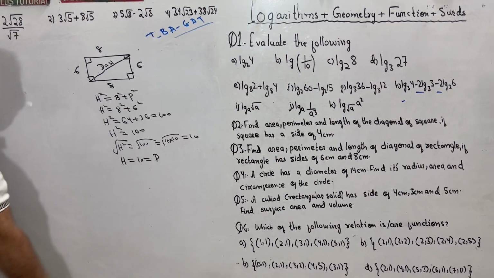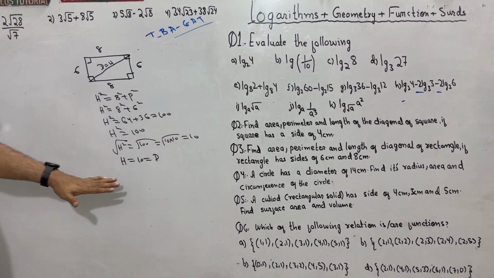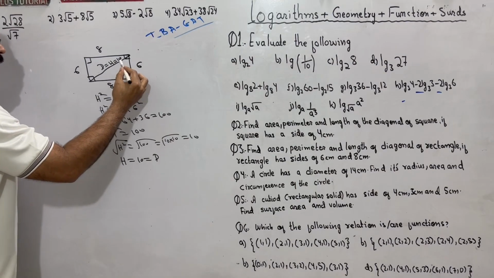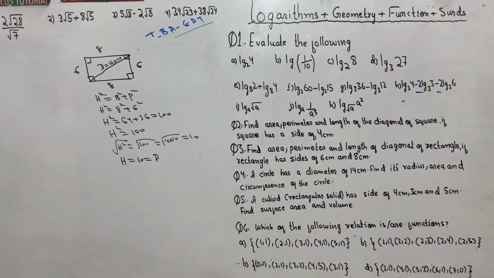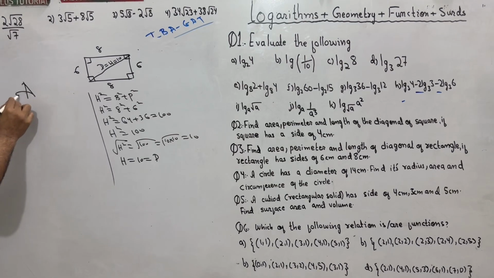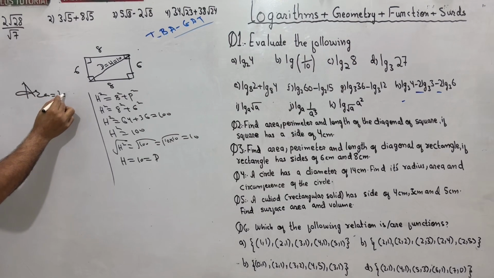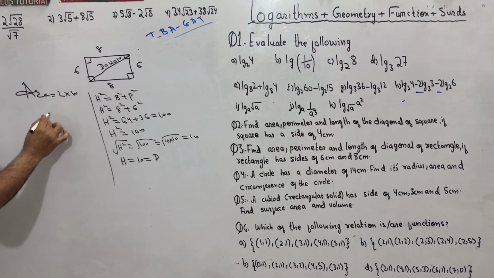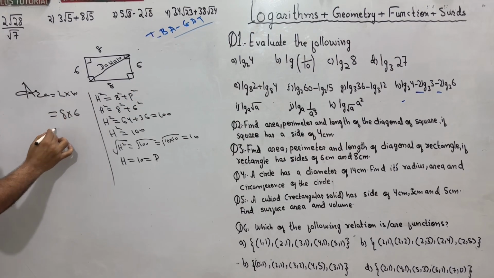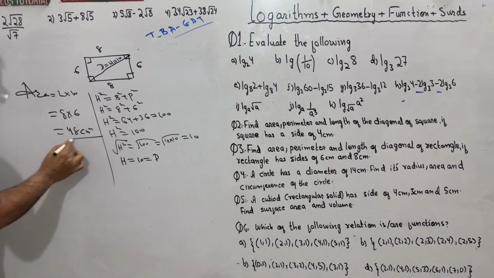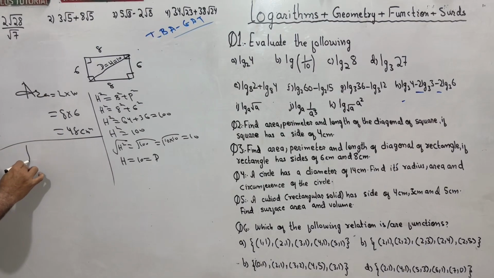Hypotenuse and diagonal are both the same thing, and the diagonal is also 10. So the length of the diagonal in that case is 10. What about area? Area of a rectangle is given by length times width, which means 8 times 6. It will become 48. If the unit is mentioned, make it square: 48 centimeters square.